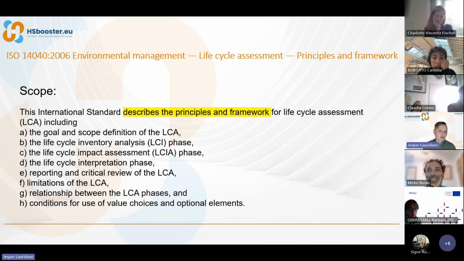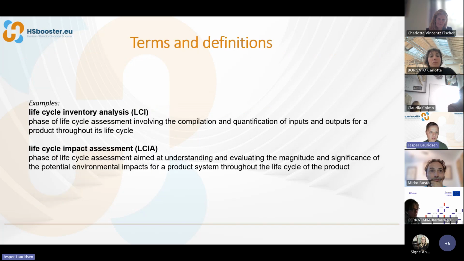Then we have the life cycle inventory assessment. That is the data collection, and then we have to do an assessment of the data, and then we have an interpretation phase. And I think I'll skip this because Mirko already showed this.